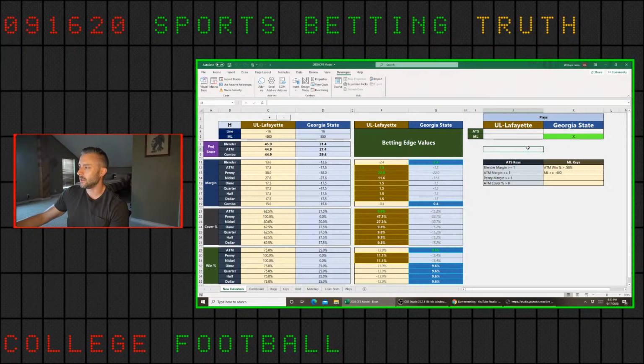So if there's an X, that means it's a play. So we have an X for Georgia State money line. And remember when I was looking at the line, I was like, I think UL Lafayette's getting too much respect here. They could easily fall asleep after that Iowa State win. And my model thinks there's value on plus 550 on Georgia State, so it's going to be a play.